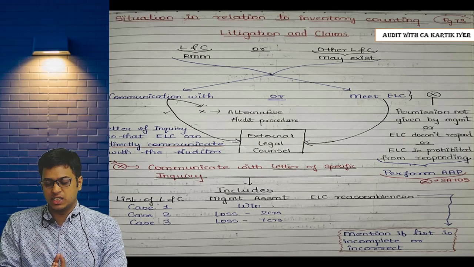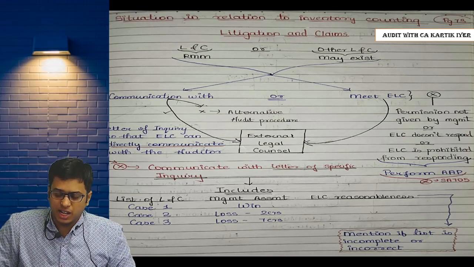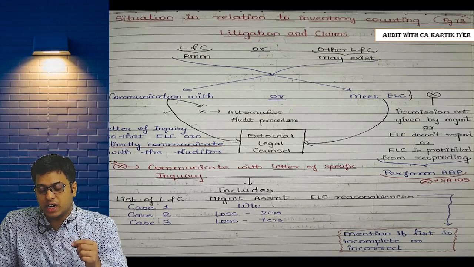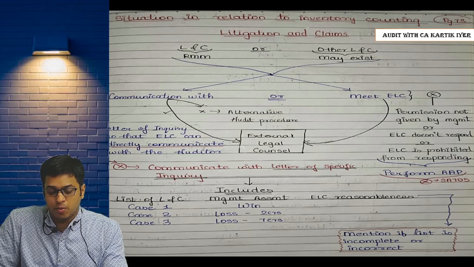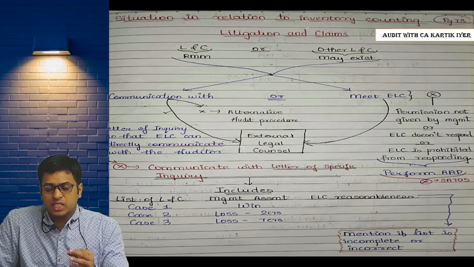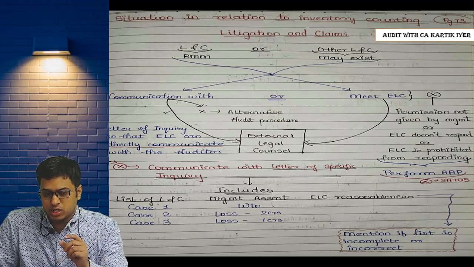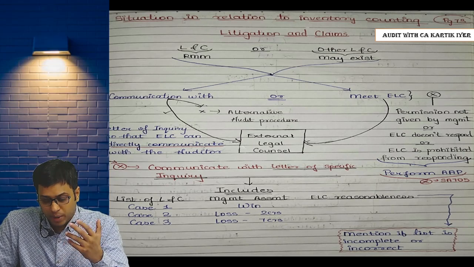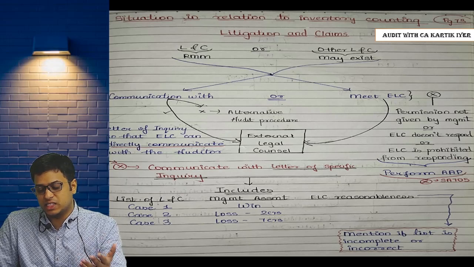The next point is in relation to, sir, if there is a requirement to meet the external legal counsel, then for which matters do we have to meet the external legal counsel? For that we have to remember DISCO, which I coded. Where there is a disagreement between the management and the external legal counsel, where the matter is of significant risk, or where the matter is very, very complex. In that case, we will prefer meeting the external legal counsel.